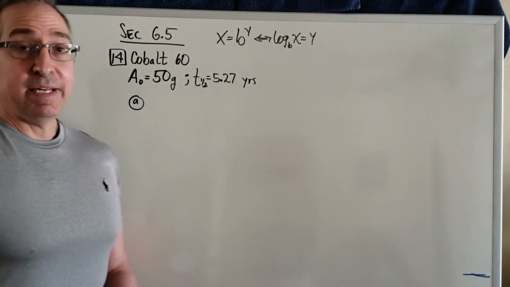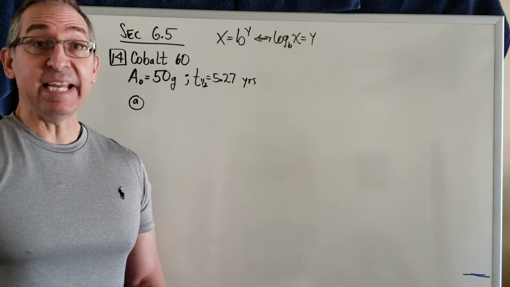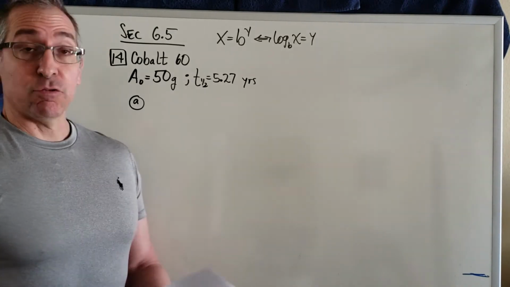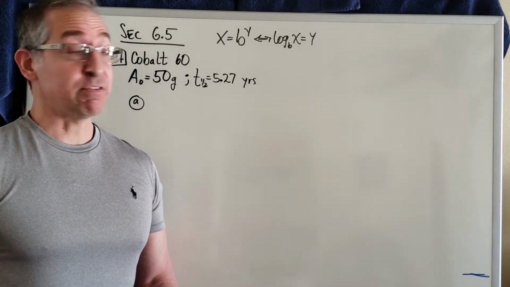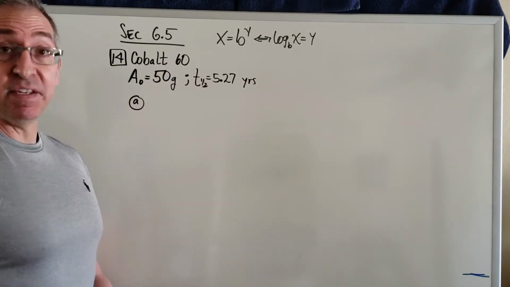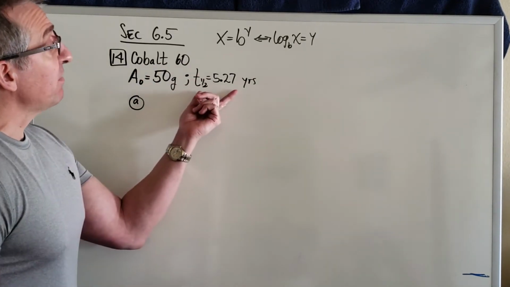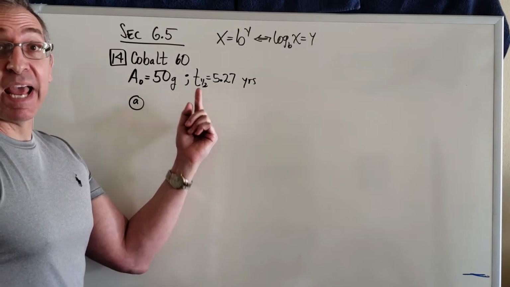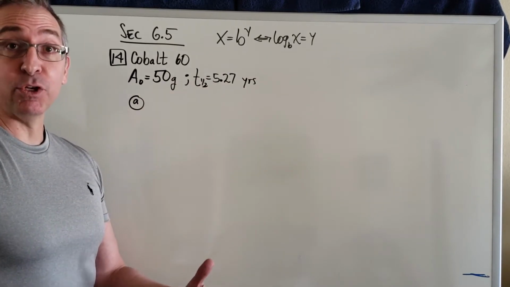Okay, and so the next example now is number 14. In this one, it's a radioactive isotope they're giving to us, Cobalt 60. It tells us we have an initial quantity of 50 grams. The half-life of it, remember, I'm using T sub 1/2. Remember, that was the notational device we were using for the halving time.